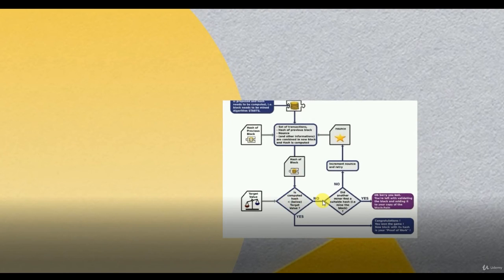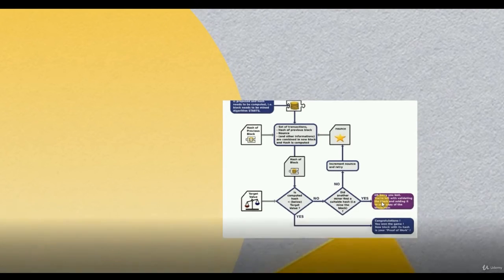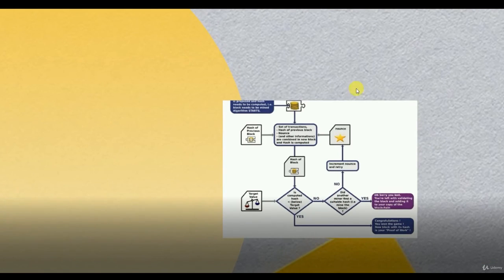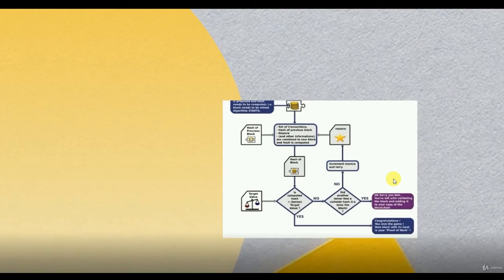At the same time, if another miner has found a suitable hash, then you will be getting a message: sorry, the block is created by someone else. If not, then again you will try. You will increment the nonce value and again you will try. So this algorithm is a repetitive process. So this is how our block has been created. This is what the mining technique actually involves in creating the block.